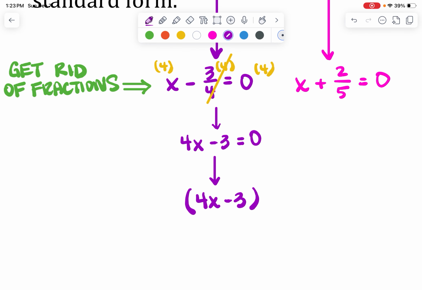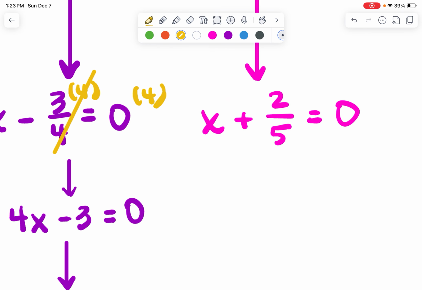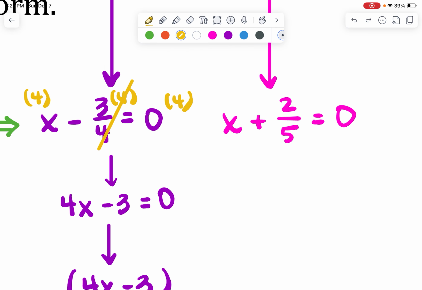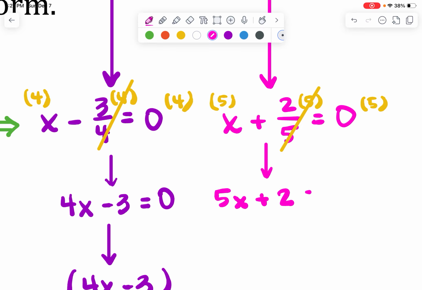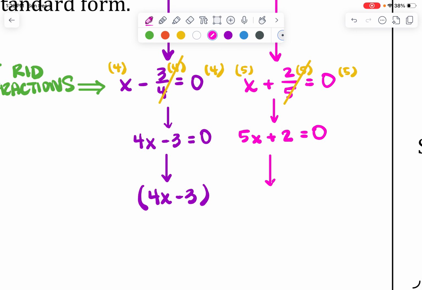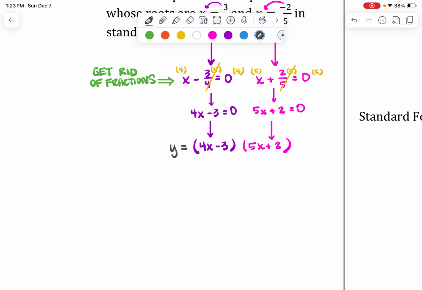Okay, 4x minus 3. We're going to do the same thing on the other one. It has a denominator of 5 that I need to get rid of, so I'm going to multiply everybody by 5, which is going to leave us with 5x plus 2 equals 0. That tells me my factor was 5x plus 2. You throw a y equals in front of that, and those are your two binomial factors that produce those solutions in the first place.